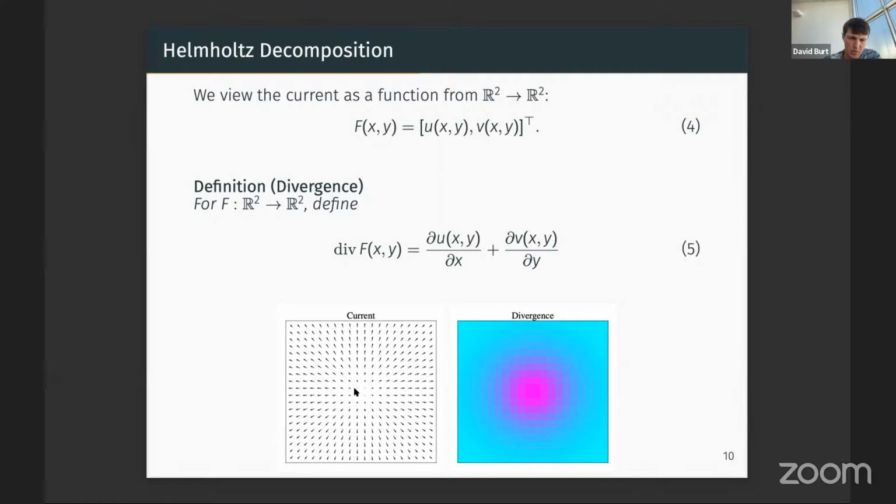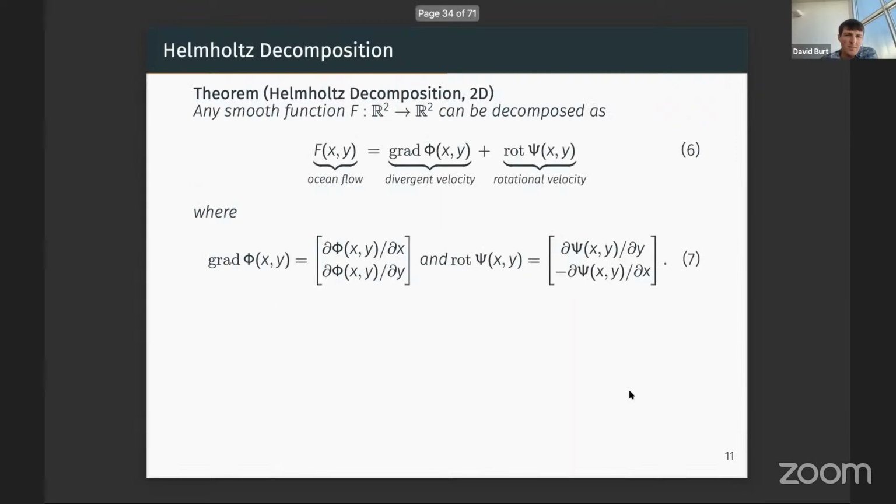And this, again, in the actual ocean, would correspond to an upwelling where water is coming up from below in this middle region. And so then when viewed from the top, it looks like the current is going out from a point or region. So what the Helmholtz decomposition tells us is that if we have a smooth enough function that goes from R2 to R2, then we can decompose our ocean flow into 2 terms, which I'll write as grad phi and rho psi. Phi and psi are functions from R2 to R.